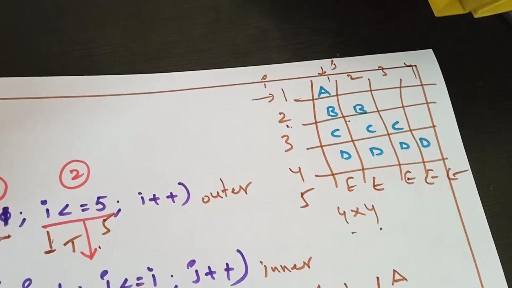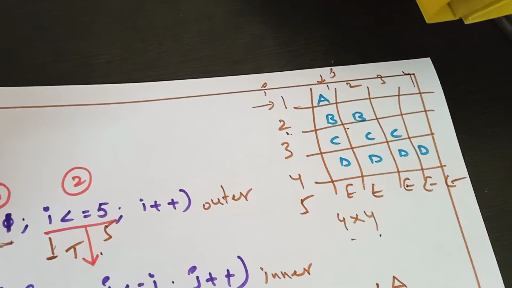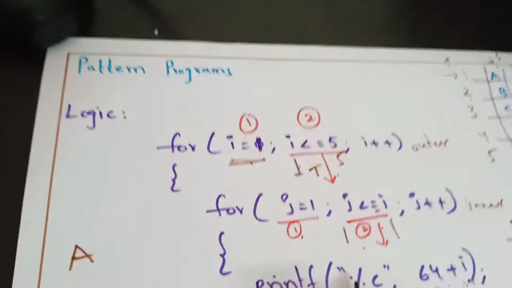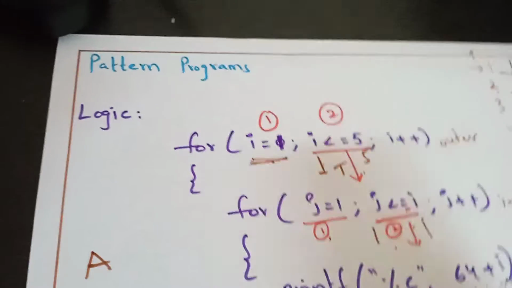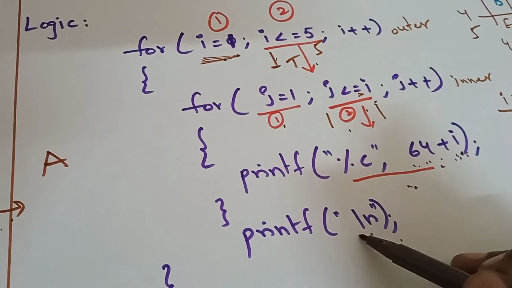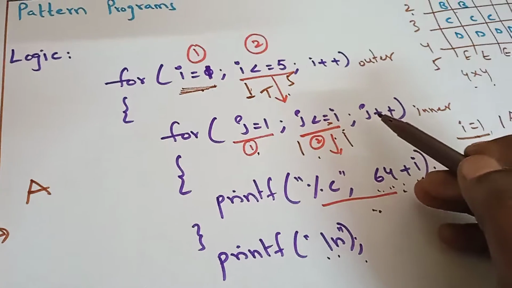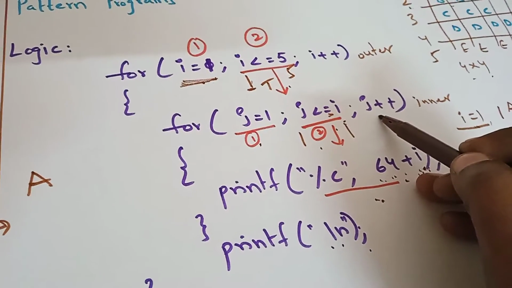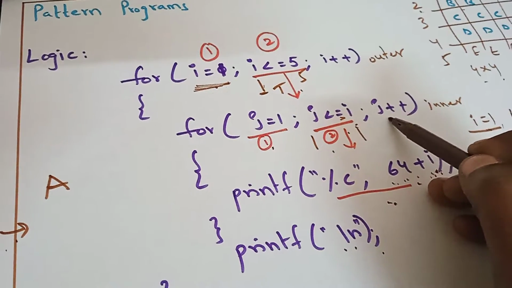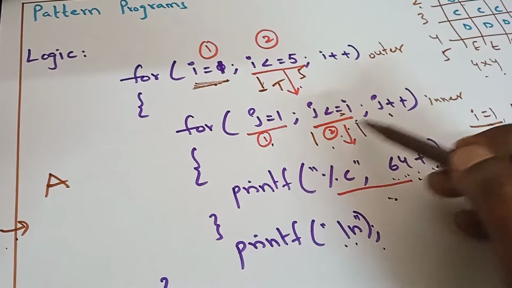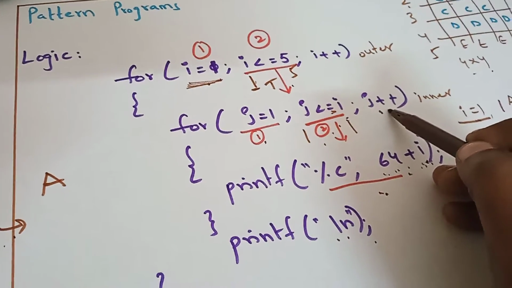What do we have to get in the next line? B and B. Okay. Now come to this logic. This time after printing this, where will we go? We'll go to this j plus plus, right? So j plus plus. Now j is actually 1. This time j plus plus will be 2.